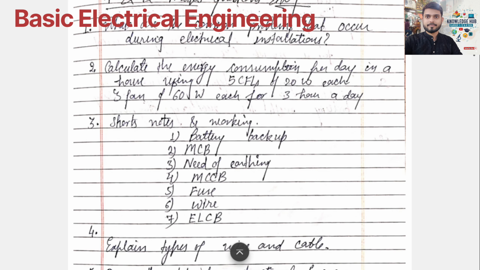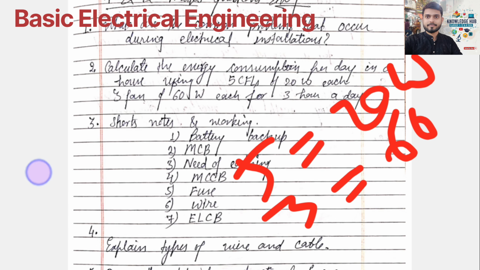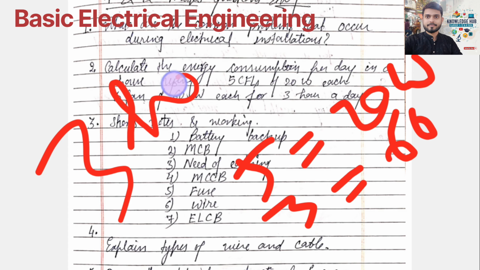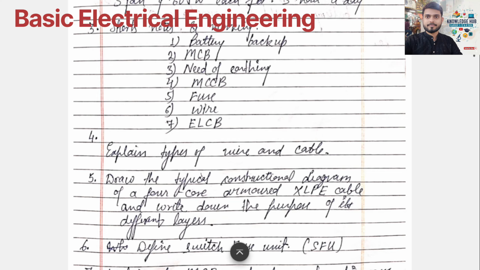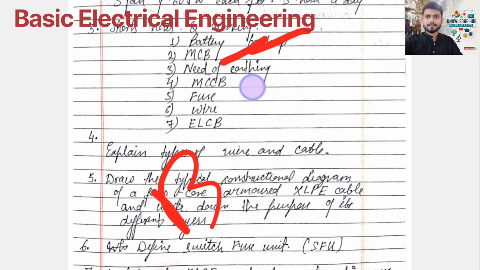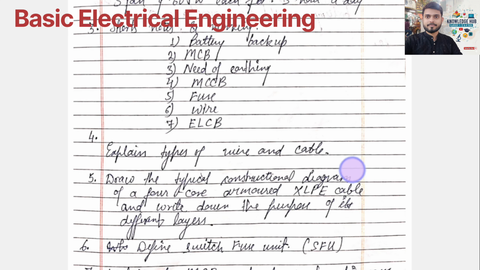Now second is calculate the energy consumption per day using 5 CFL of 20 watt each and 3 fans of 60 watt for 3 hours per day. Calculate the energy consumption of this. Now write short notes on working principle of battery backup, MCB, need of earthing, MCCB, fuse, ELCB. This is all about electrical instruments and their importance in electrical.